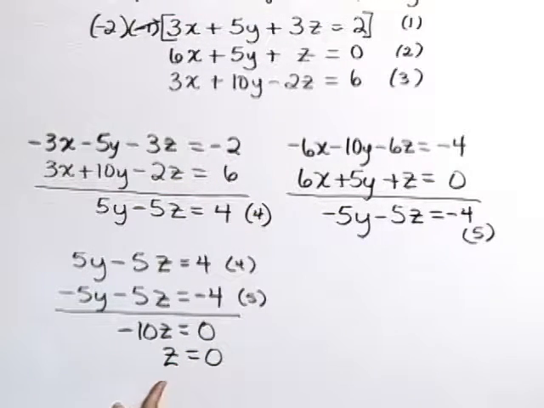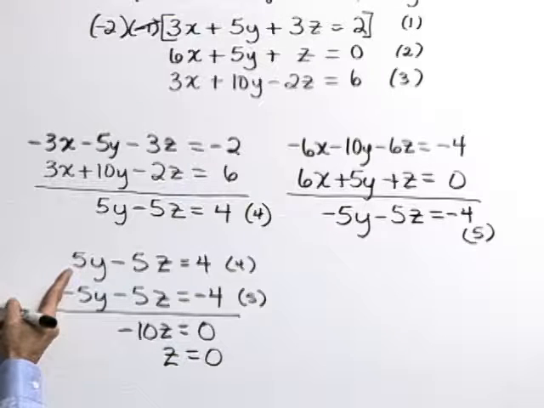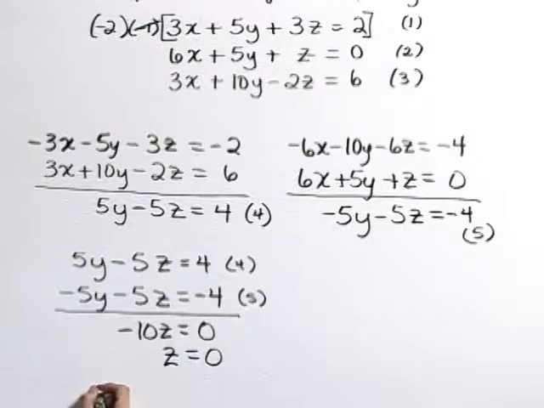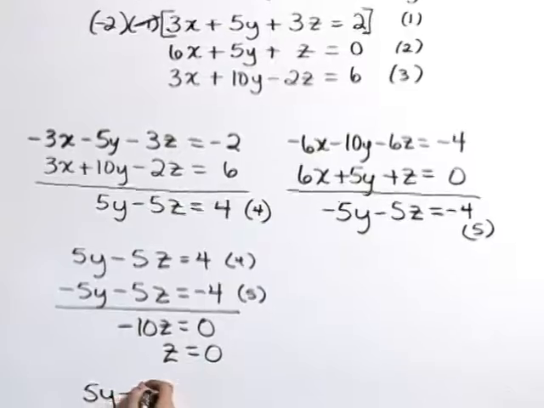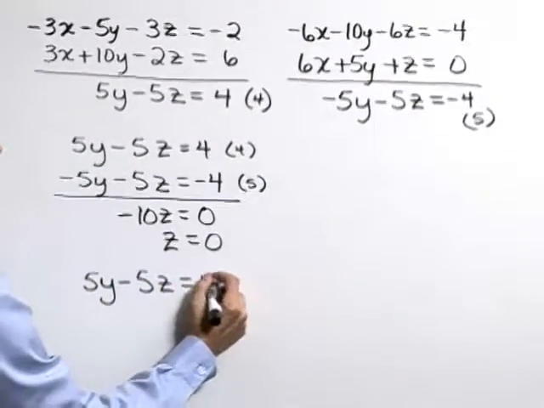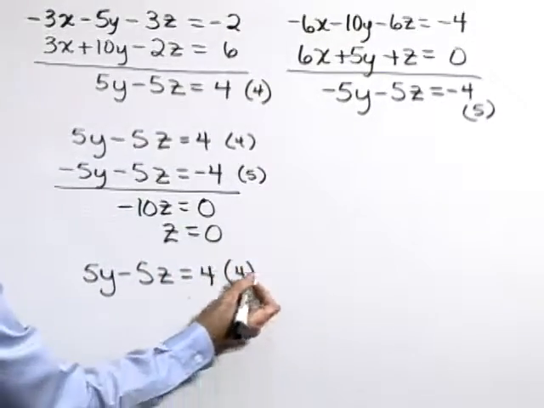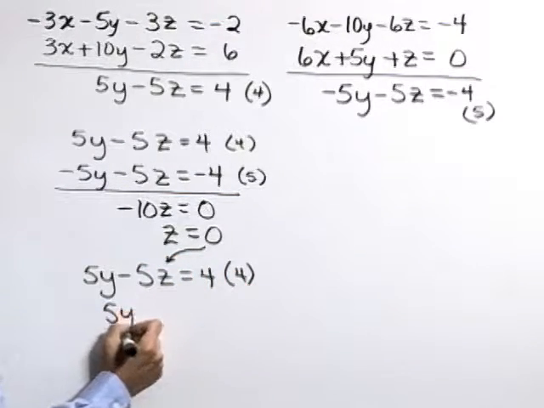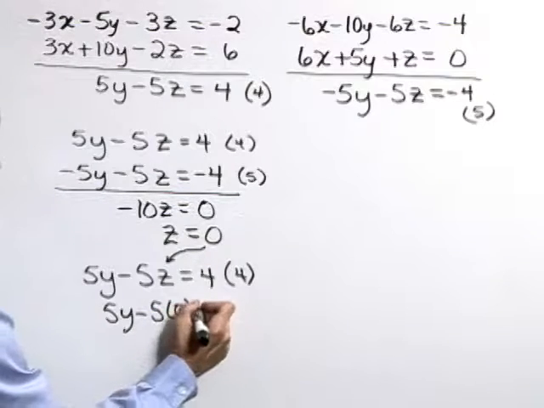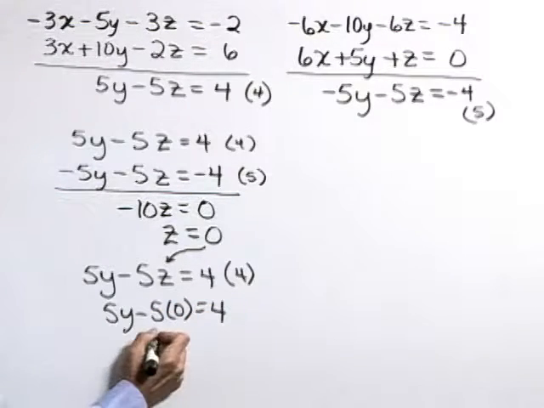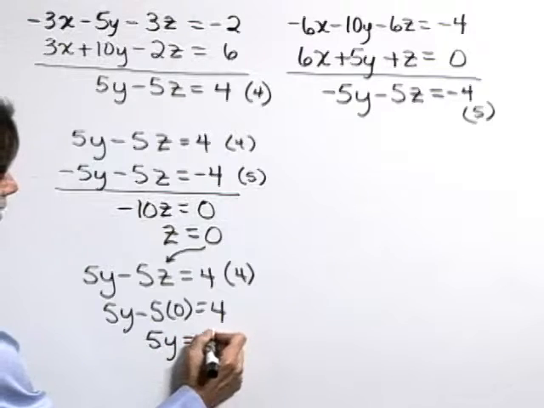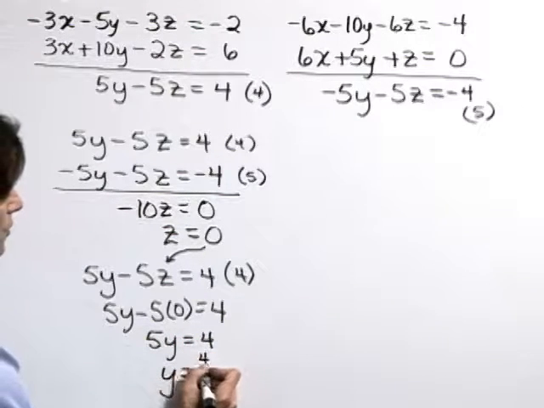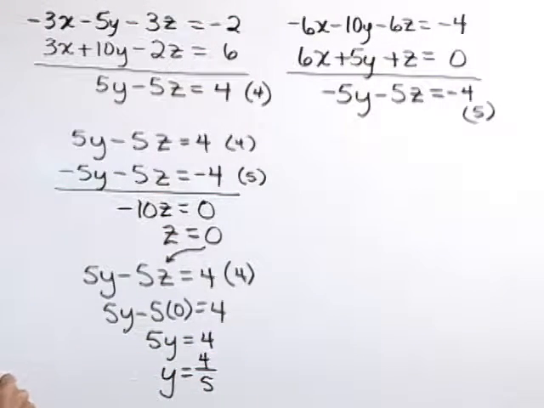So we've found the value for one of our variables. We've found the value for z. Now let's go back in equation 4 and solve for y. Equation 4 is 5y minus 5z is equal to 4. Let's substitute z equals 0. So 5y minus 5 times 0 is 4. In other words, 5y is 4, or y is equal to 4/5.